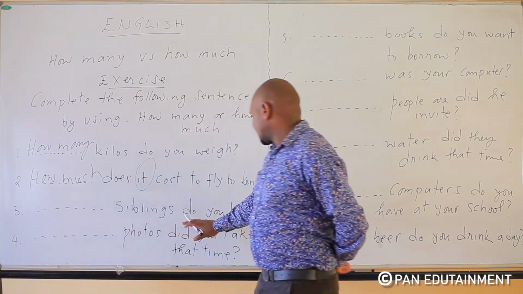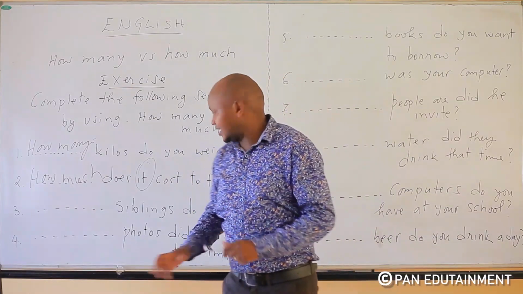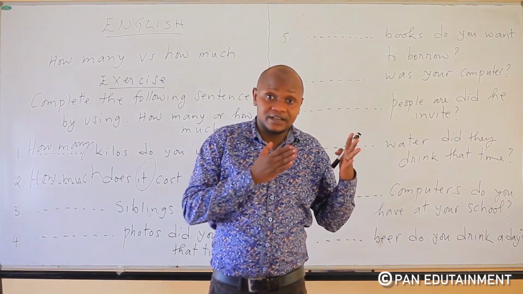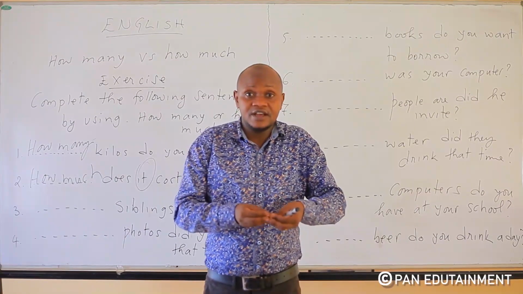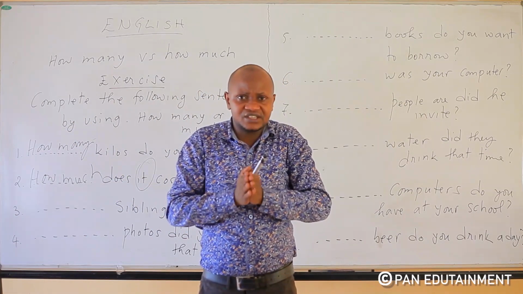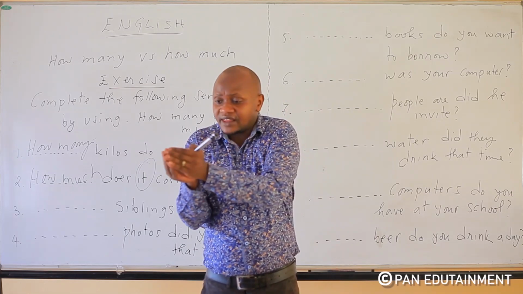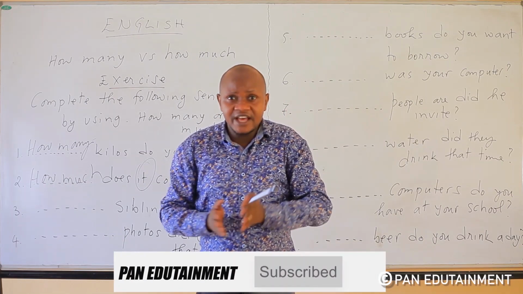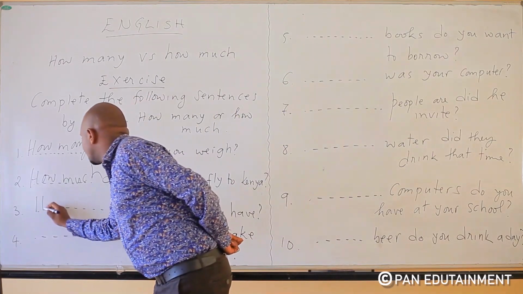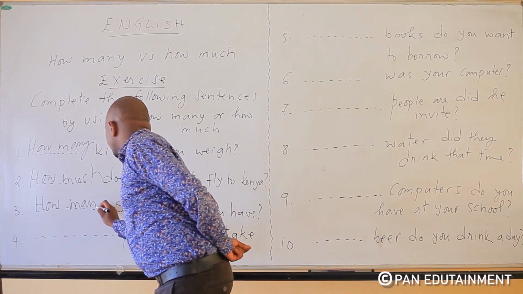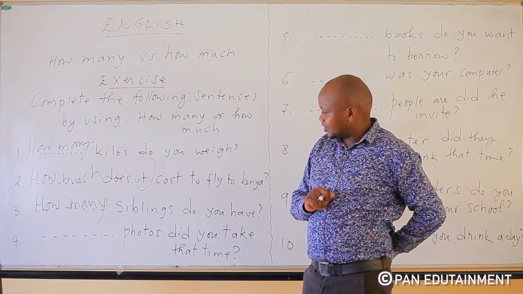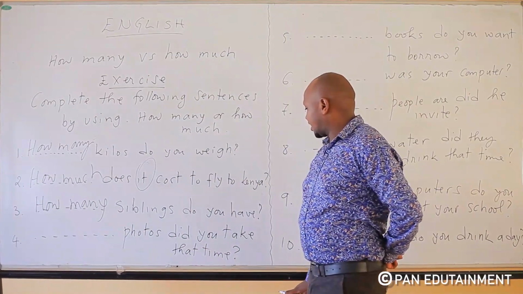Number three, how many siblings do you have? Siblings, we learned, are brothers and sisters, the family relationship, regardless of whether they are brothers or sisters. A combination of brothers and sisters are siblings. Then here, because they are countable, we will say, how many siblings do you have? Good.